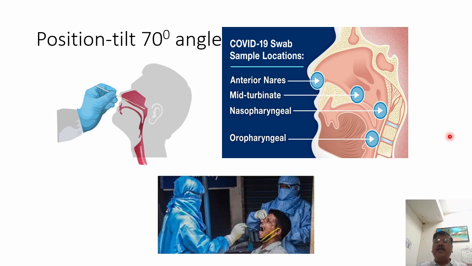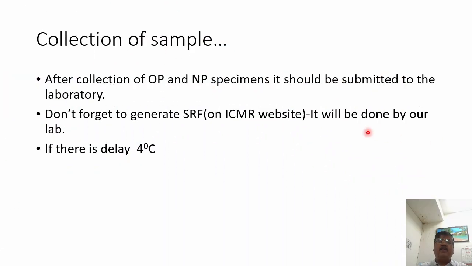So we have to pass horizontally, as you can see here, so that it will reach the nasopharynx. So a little bit of discomfort is there. Before collecting the specimen, we should inform the patient that such a thing will happen, so the patient's mind will be prepared for that. After collection, the oropharyngeal and nasopharyngeal specimen should be submitted to the laboratory.